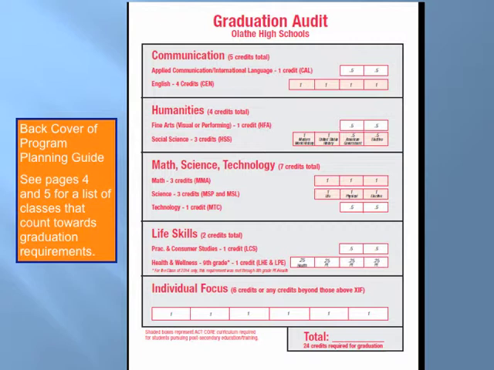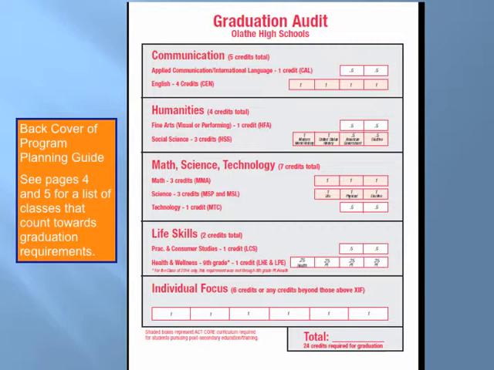The humanities category includes fine arts and social science courses for a total of 4 credits. 1 credit of visual and or performing arts coursework is required. Courses that can fulfill this requirement are listed on page 4. Descriptions of these courses are found in the Art and Performing Arts section of the Program Planning Guide.